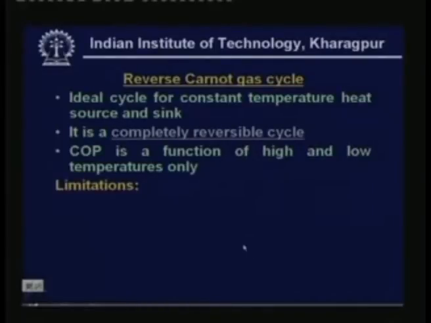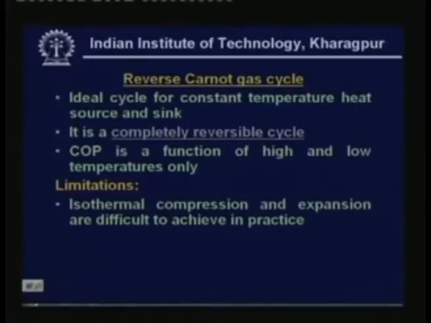And what are the limitations? As I said, this is an ideal cycle. Normally the Carnot cycle cannot be built in practice, but it is used as a reference. We use it as a standard and compare the actual cycles with the Carnot cycle just to know how good our cycle is compared to the best possible cycle. The best possible or ideal cycle is in most cases the Carnot cycle. But the Carnot cycle, especially the Carnot gas cycle, is not possible in practice because of the limitations.